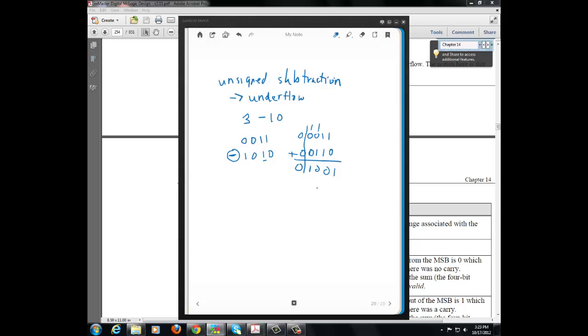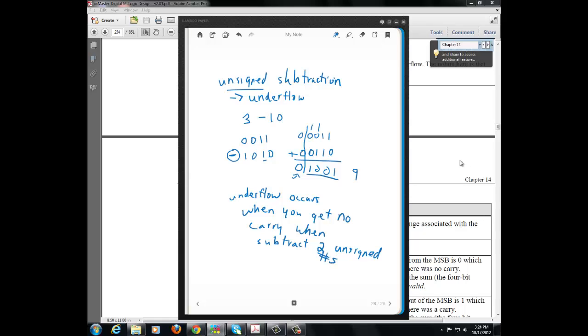Okay, so look at the answer we got. We did not get a carry, and we got the number 9. Is 3 minus 10 the number 9? No, 3 minus 10 is the number -7, but we can't represent -7 with unsigned binary. So you get underflow. Underflow occurs when you get no carry when subtracting two unsigned numbers.